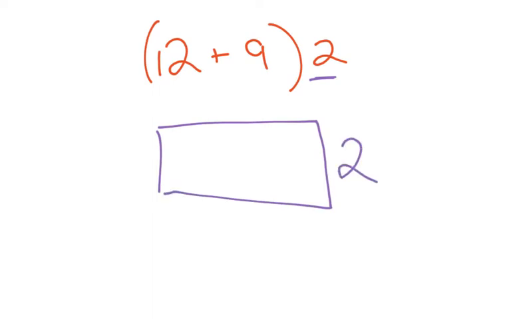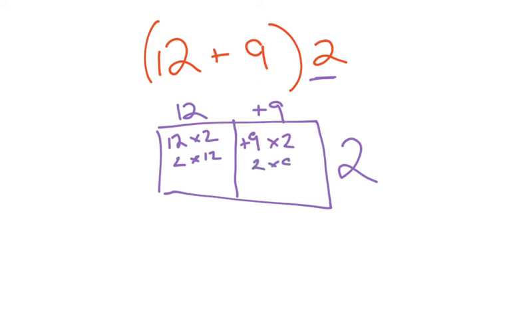I can put my 2 on this side of the box. That still works for me. 12, positive 9, 2 terms. I'm going to cut my box into 2 sections. Well, the area of my first box would be 12 times 2, or 2 times 12, because we don't need to worry about order when it's all multiplication. And the area of my second box would be positive 9 times 2, or 2 times positive 9.